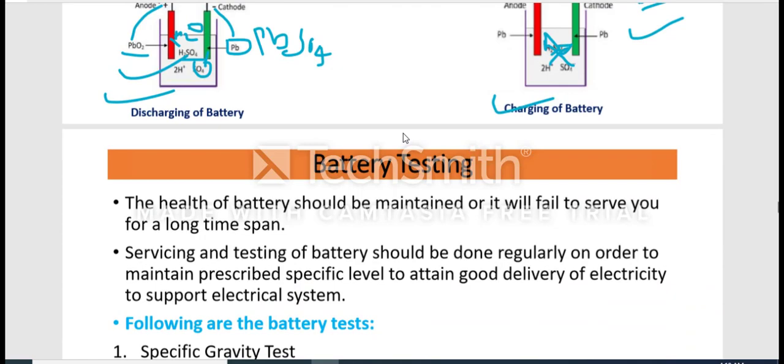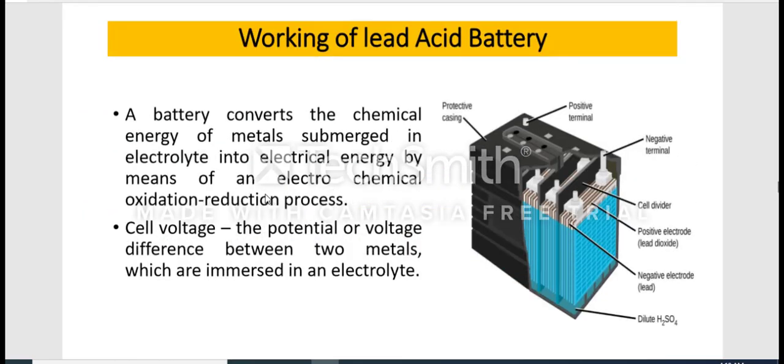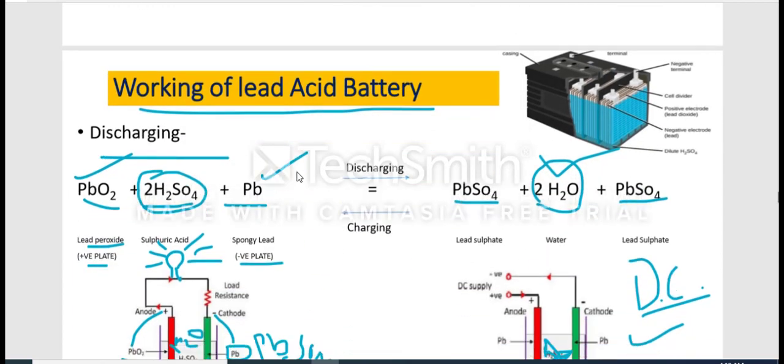Okay, so this point is very important from your examination point of view: components and working of the lead acid battery.